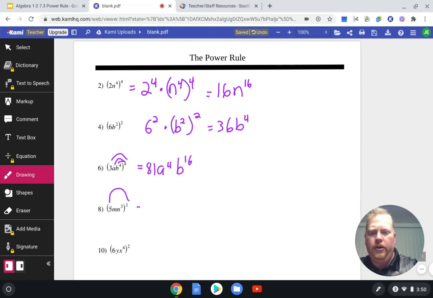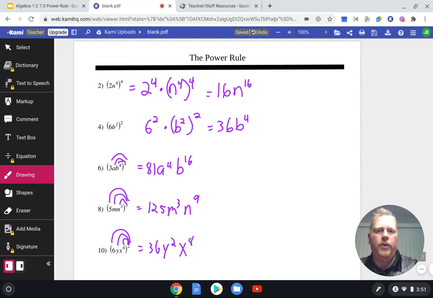So 5 to the 3rd is 125. M to the 3rd is just m to the 3rd. And then n to the 3rd is n to the 9th. Final answer. Okay, let's do another one like this. 6 squared is 36. Y squared is just y squared. And x to the 4th squared is x to the 8th. Okay?